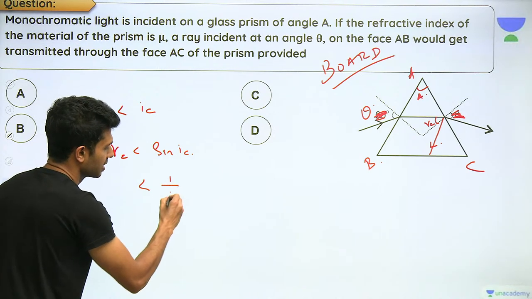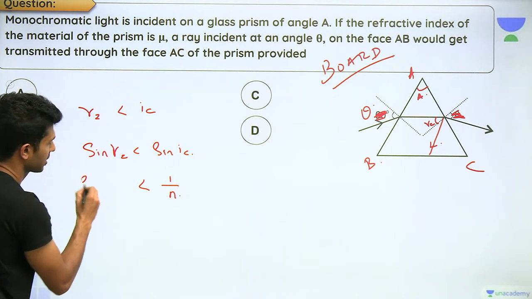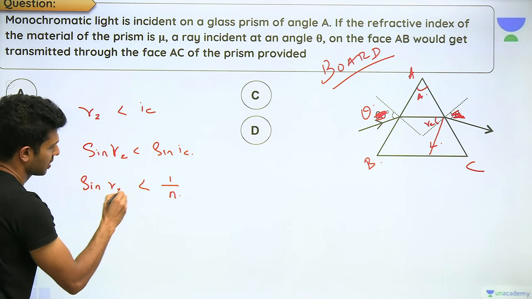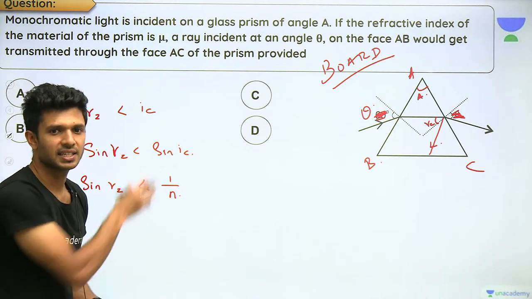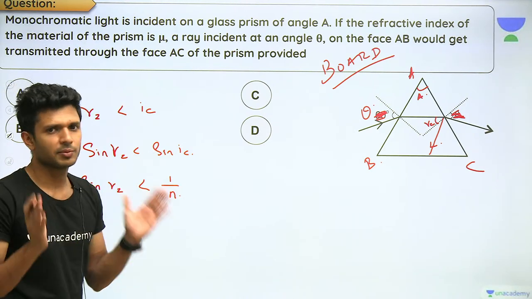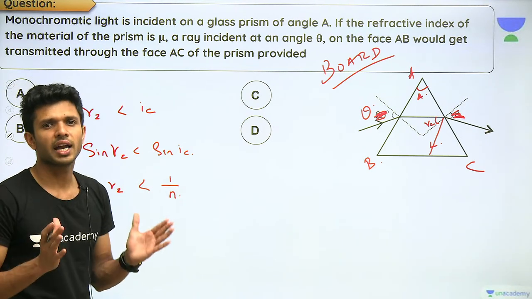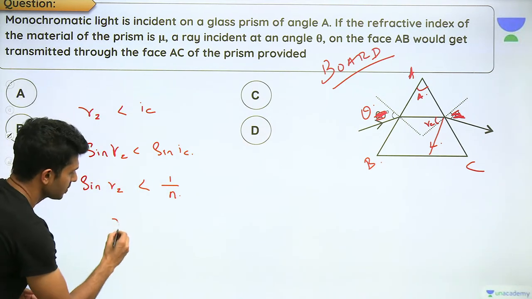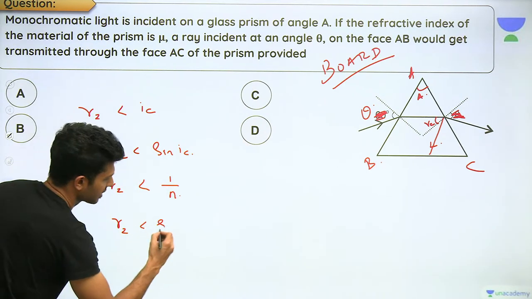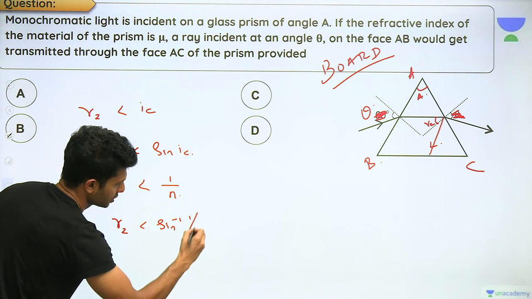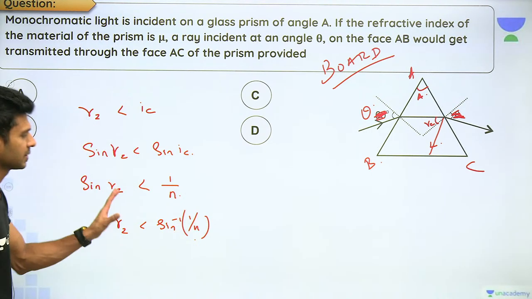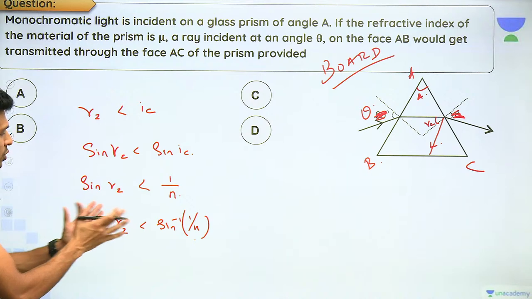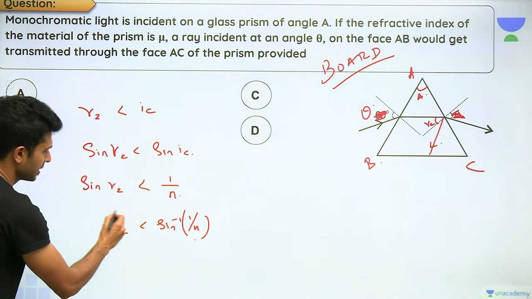We all have learned 1 by N. Sine of critical angle is equal to 1 by N. We all have together learned in the initial part. Yes, R2 should be lesser than sine inverse of 1 by N. I took the inverse of sine when it goes to the right hand side. Is it clear till here?